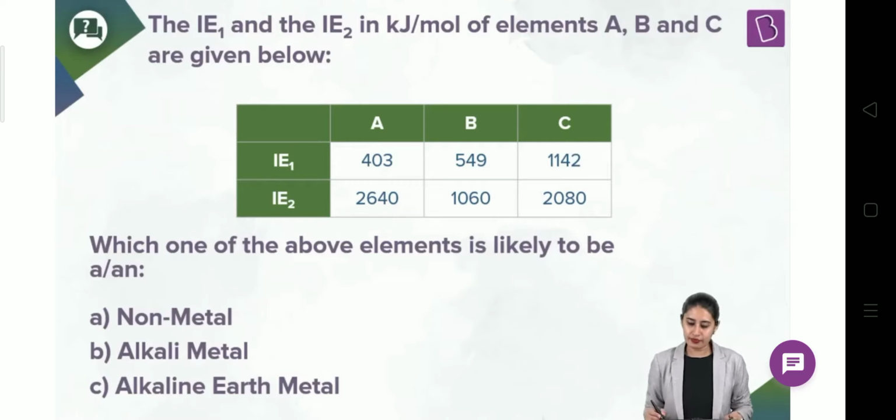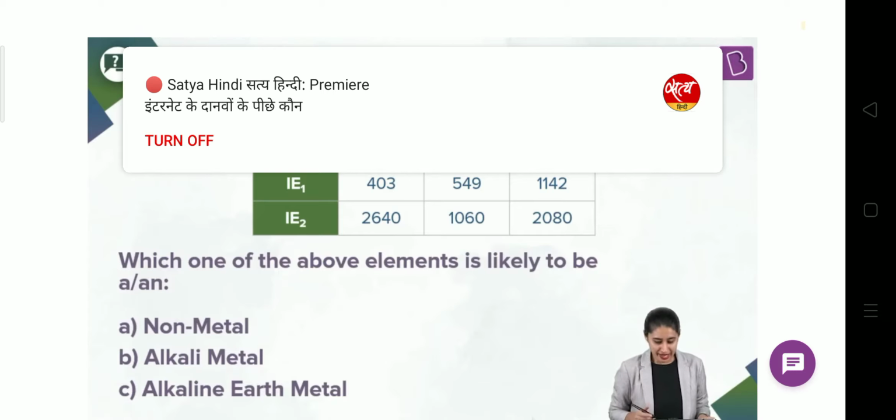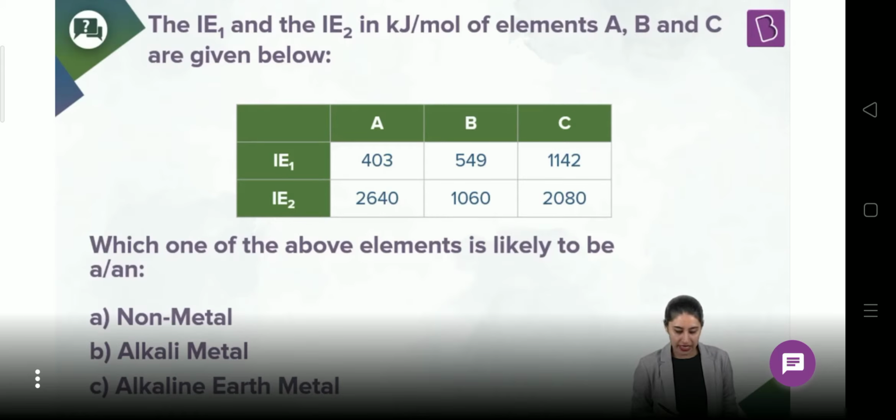Question now coming your way. IE1 and IE2 data is given to you for 3 elements A, B, C. Which one of the following is likely to be a non-metal, an alkali metal, an alkaline earth metal? Okay, so they've not asked for noble gas. You know that the highest one should have been of noble gas by virtue of it being a noble gas. For non-metal, IE1 has to be highest. IE1 is highest for C, so I can fairly say that it is a non-metal.